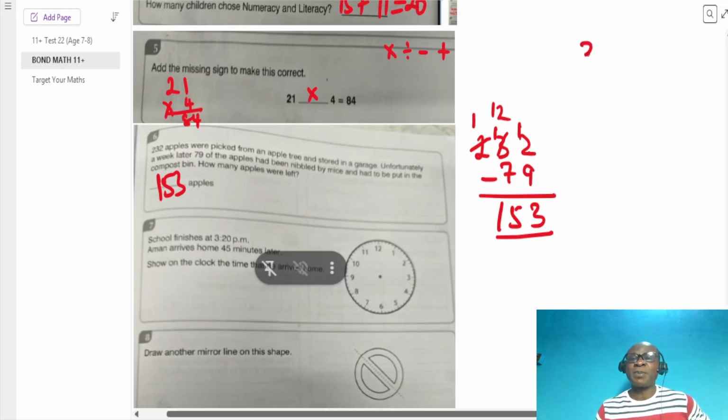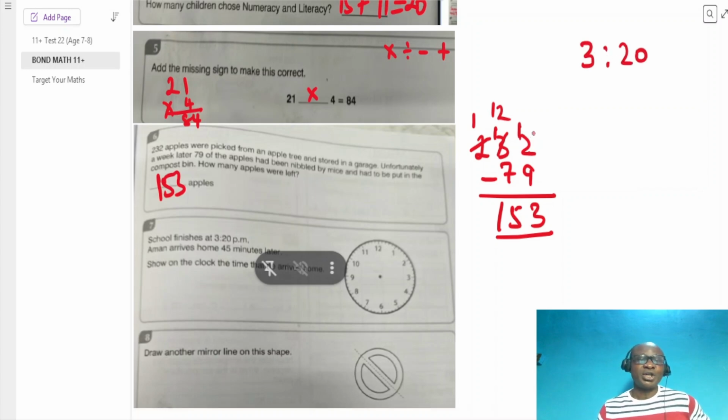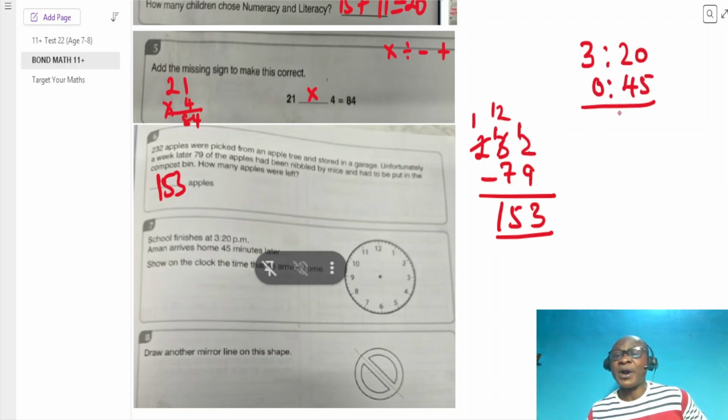I will first add it to know the time he arrived. So I will do 3:20. He took how many minutes to get home? 45 minutes. So 3:20 plus 45, 0.45. So this is 0.45. Therefore, this is 5, this is 6, and this is 3.